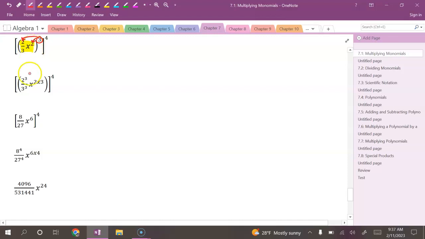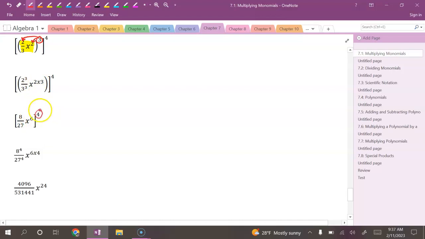So x was already squared, and then it's being raised to the third, so you had to multiply that. Now we simplify. So 2 to the third became an 8, 3 to the third became a 27. So now we've got a little bit of a bigger fraction here. And then x to the 6th power now, because 2 times 3 is 6. Now we're going to do it again.